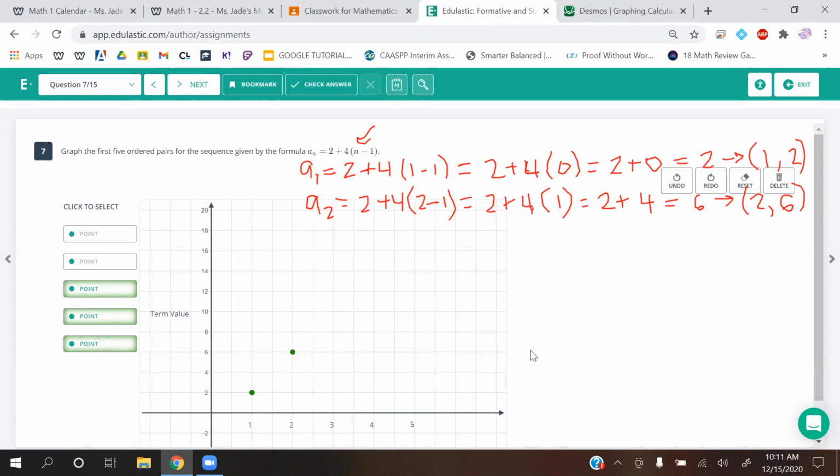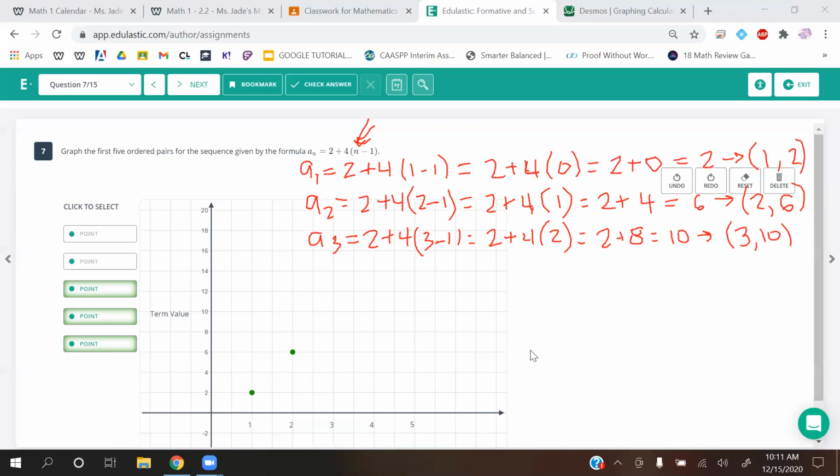Let's keep going. Annotate. Third point, I'm plugging in 3. Undo. 2 plus 4. I'm only plugging in the 3 where the n is. So the n appears right here in the parentheses. 3 minus 1. Okay, so that's 2 plus 4. And then 3 minus 1 is 2. That's 2 plus 8. Which means I'm going to have 10. So then the third point is 3 comma 10. Okay. Point 3, 10.